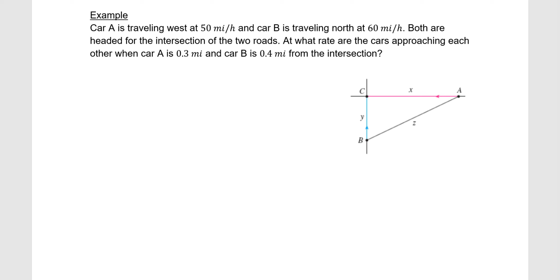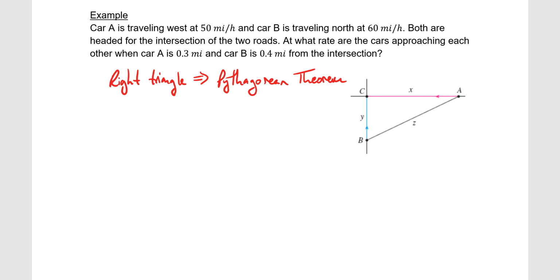On the right, we have car A coming in this way to point C. Car B is coming in this way to point C. Z is that distance that's always going to be between them. So we can see that a right triangle gets set up. So we should assume that we're going to be using the Pythagorean theorem.